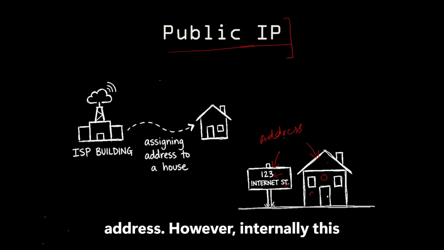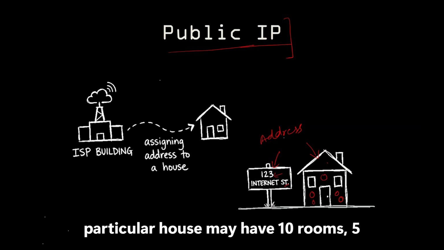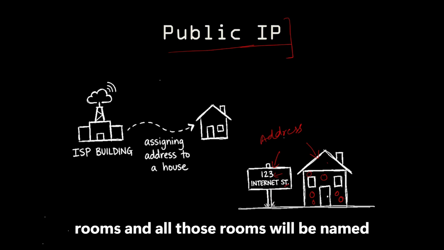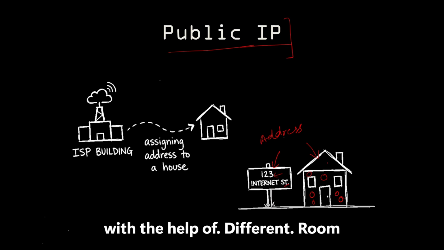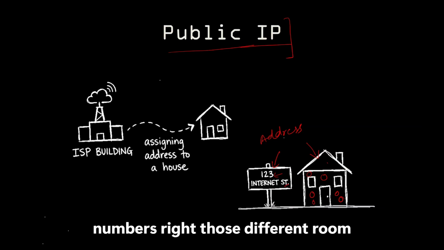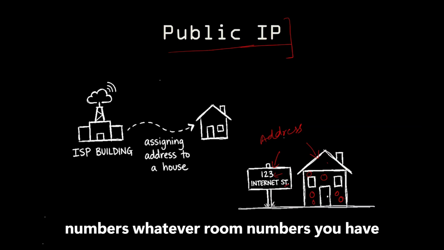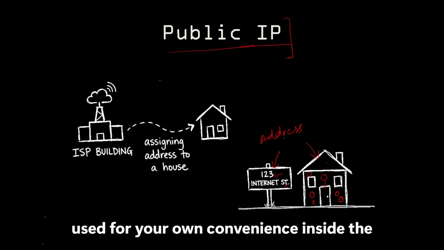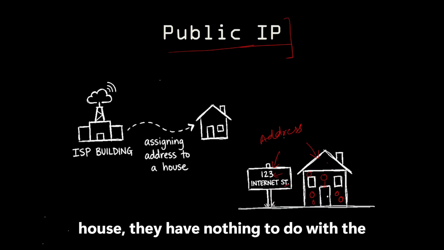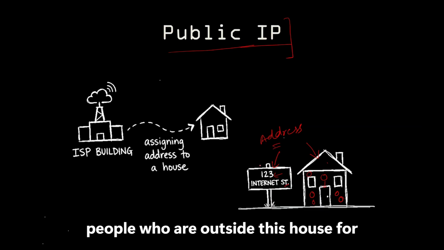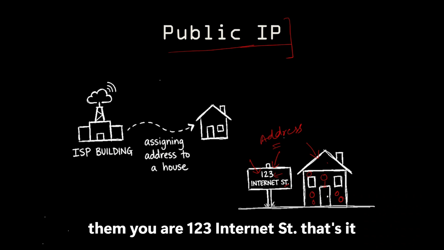However, internally, this particular house may have 10 rooms, or 5 rooms, and all those rooms will be named with different room numbers. Those room numbers, which you have used for your own convenience inside the house, have nothing to do with the people who are outside this house. For them, you are 123 Internet Street, that's it.